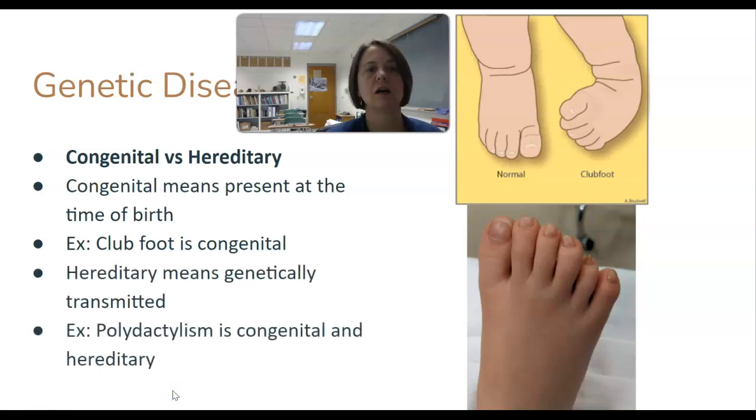Whereas hereditary means it is genetically transmitted, like you got it from your mom or your dad, it was in your genes. And polydactylism is hereditary. So we can see that this person has 6 toes, and that is hereditary, that is controlled by genes, and it's also congenital. They had 6 toes at birth.